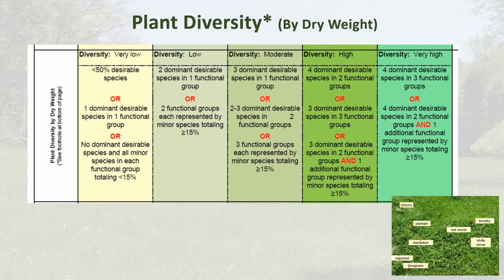Next is plant diversity. Pastures need plant diversity. It helps make a pasture become a more reliable supplier of forage throughout the growing season. The more functional groups that are present, the greater the diversity and resilience to changes in weather and long-term forage quality. At least 15% is needed to be considered and counted as a dominant species. A functional group can include several species, but also needs to make up at least 15% of the stand to be counted.